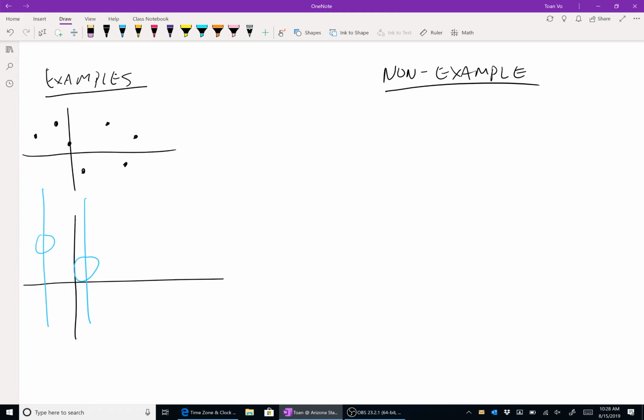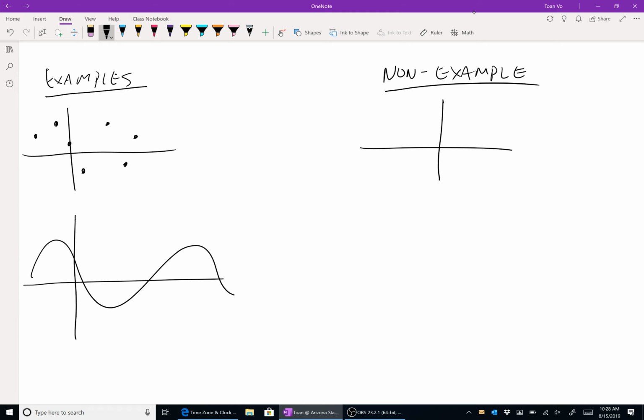Oops. My bad. I killed the graph. Squiggle graph. There you go. Let's take a look at some non-examples. What does a scatter graph look like when it's not a function? Say you have a scatter graph going on.